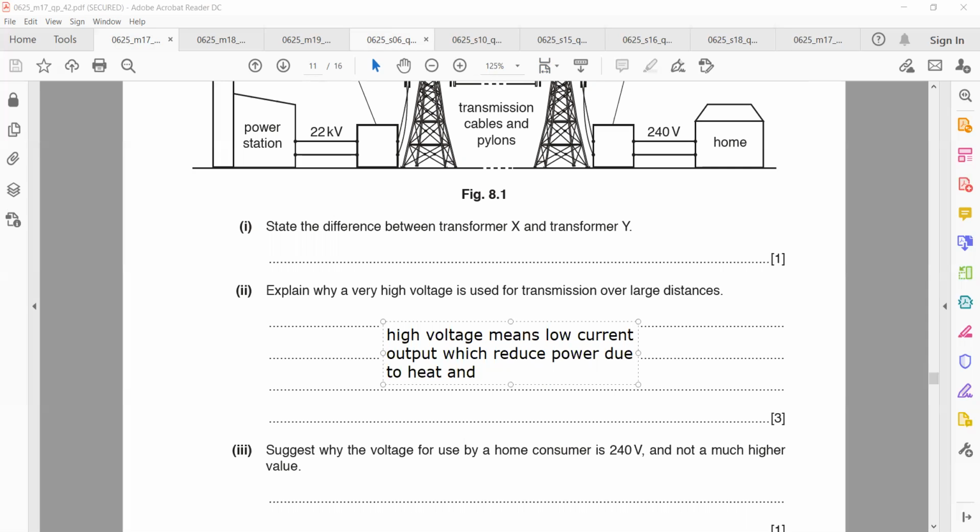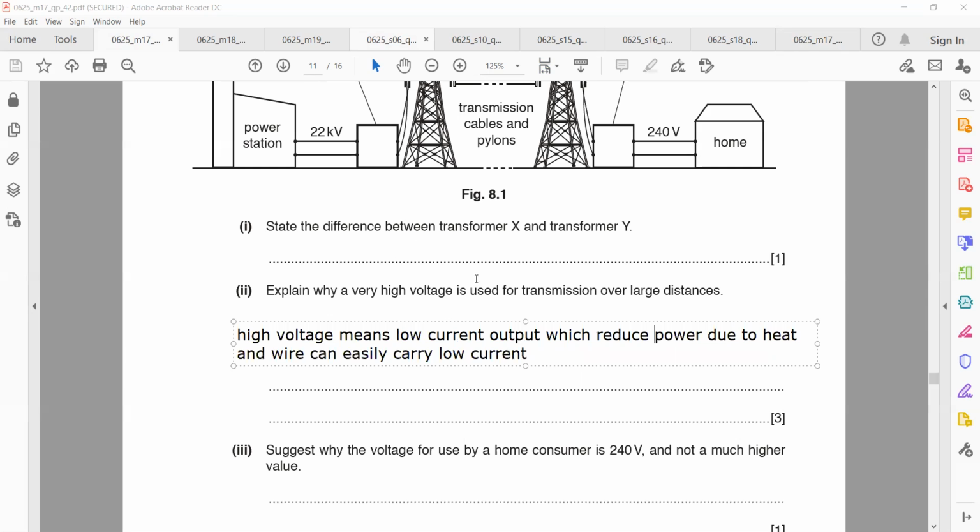And normally the wires which you are using can easily carry low current. If it's too high a current, because current is a flow of charges, the wires are not able to carry that current from one place to another.